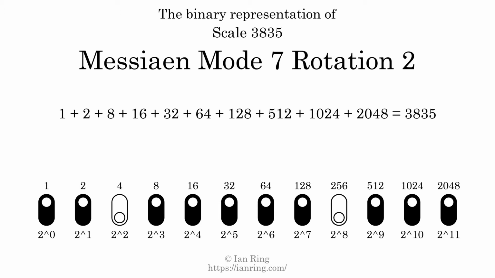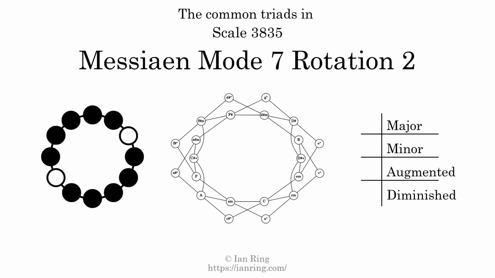3835. The scale number not only enumerates the scale with a unique index, but it also literally describes the tonal content of the scale. Represented as a binary number in base 2, the scale number is 111011111011. Here are the common triads present in this scale.